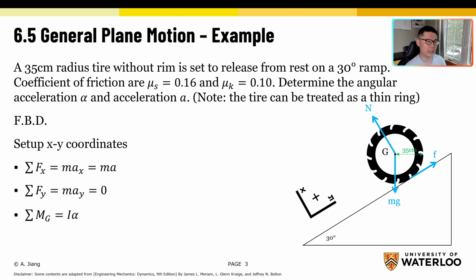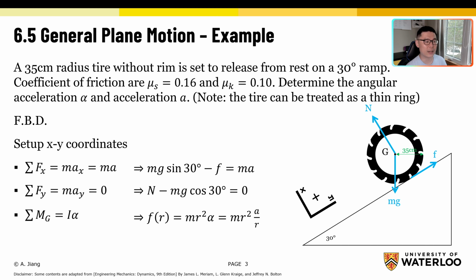With that, we can get the sum of Fx and sum of Fy, as well as the sum of moment of the mass center G. Here I would like to point out, for a tire like this, which can be treated as a thin ring, then I can be calculated using mr squared. This is how I get Fr equals mr squared alpha. Just as a reminder, this equation can be used for a thin ring when the rotating axis is at the center of the ring.